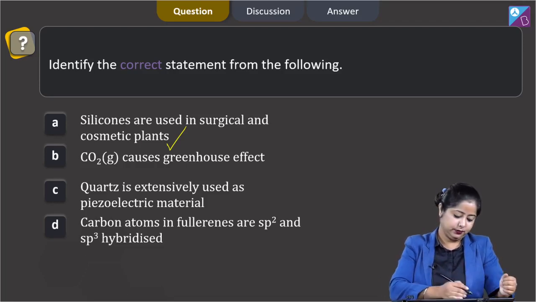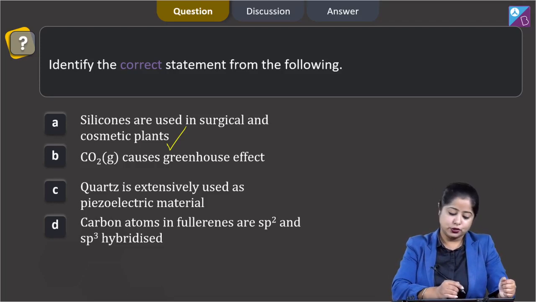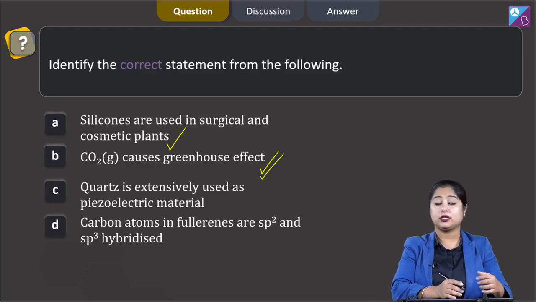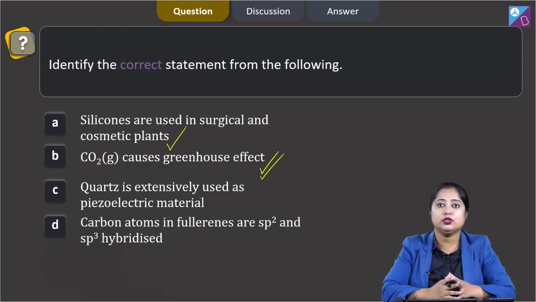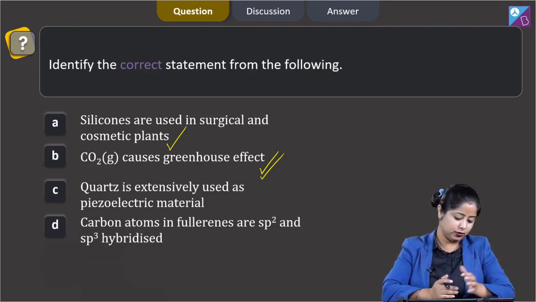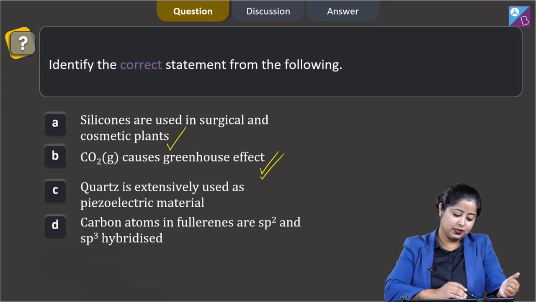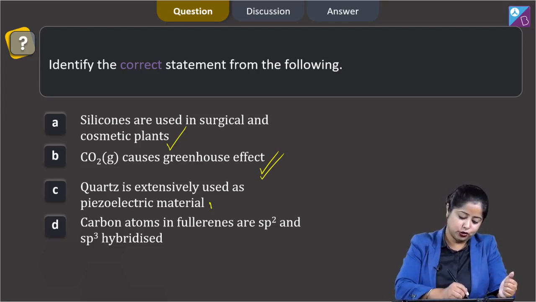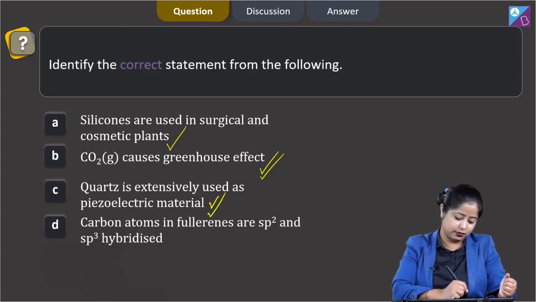Moving to the next statement. CO2 gas causes greenhouse effect. Student, this is also a correct statement, as CO2 is a major contributor to global warming due to greenhouse effect. Moving to the next statement. Quartz is extensively used as piezoelectric material. Student, this is also a correct statement.